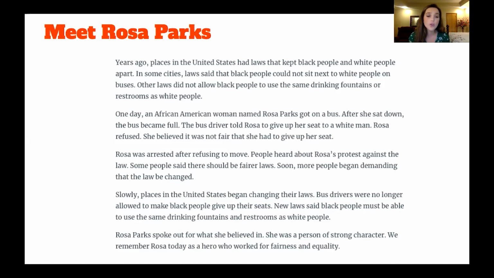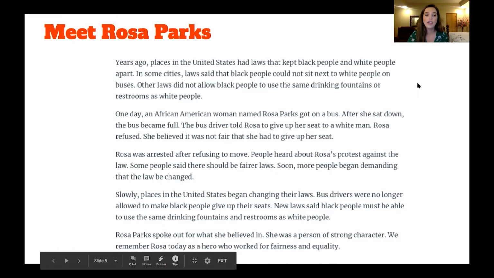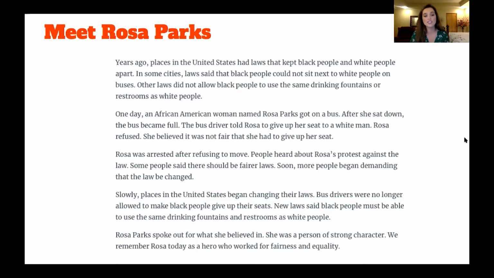So let's read slowly. Places in the United States began changing their laws. Bus drivers were no longer allowed to make Black people give up their seats. New laws said Black people must be able to use the same drinking fountains and restrooms as white people. So the topic sentence is that places in the United States began changing their laws. And this truly is what this paragraph is trying to tell us about, because then in our next supporting sentences, it talks about how they didn't have to give up their seats anymore, and they must be able to use the same drinking fountains and restrooms as white people. So it is all about changing their laws.